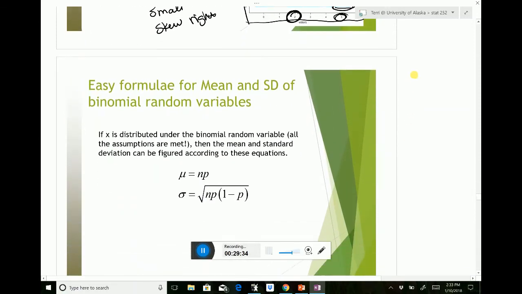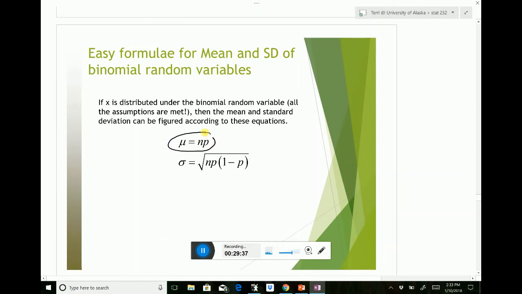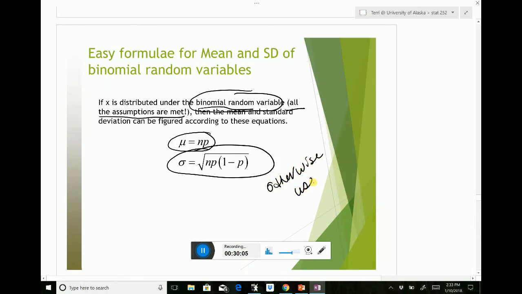So this gives us our easy formulae, if all the assumptions are met. So the mean and the standard deviation can be found. This is only if we have a binomial random variable, and all the assumptions are met to be binomial. Otherwise, use the calculator or yesterday's formulas, or last time's formulas.